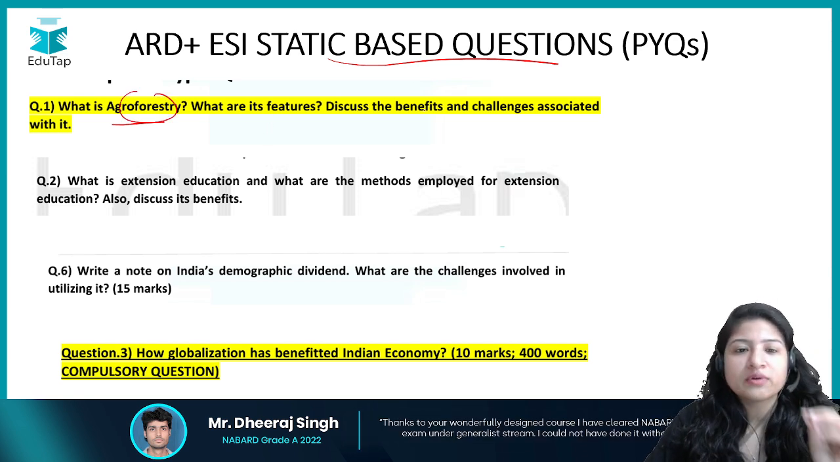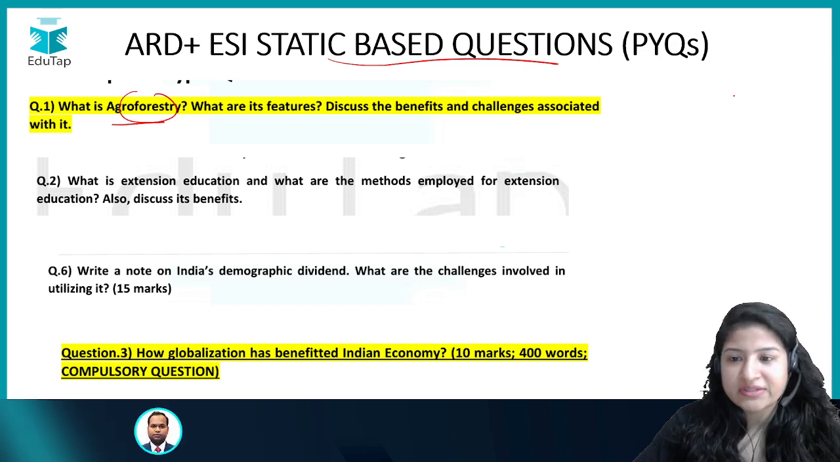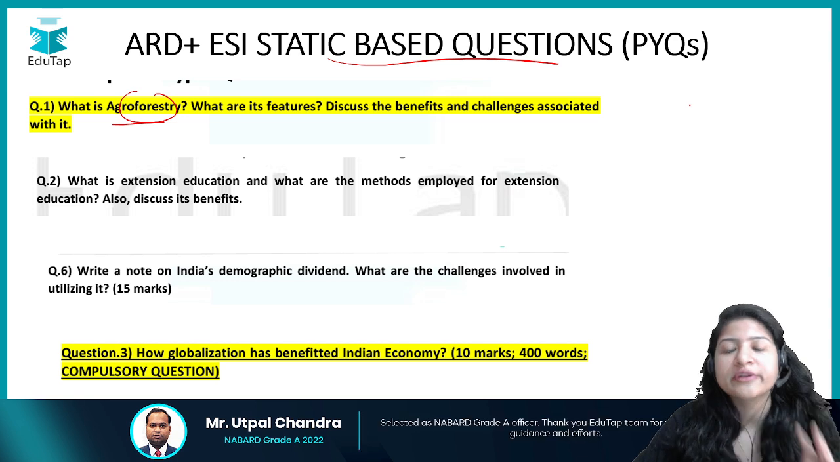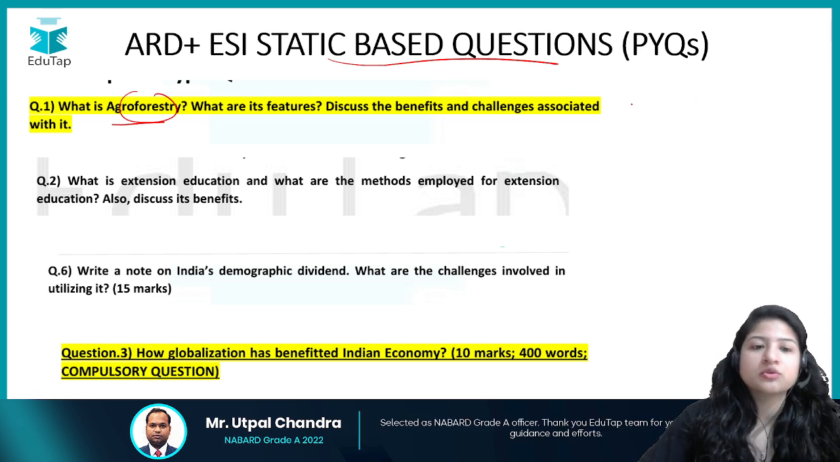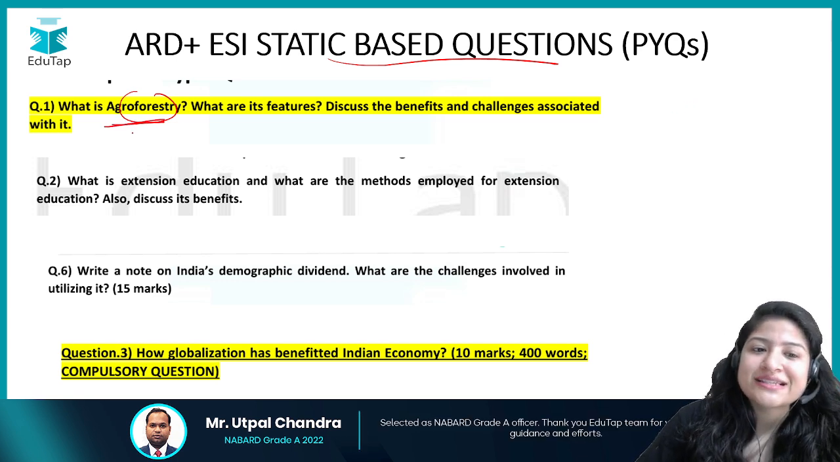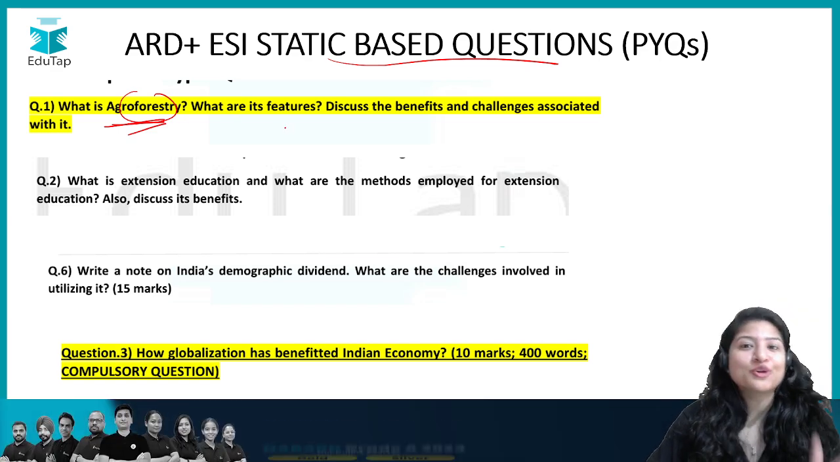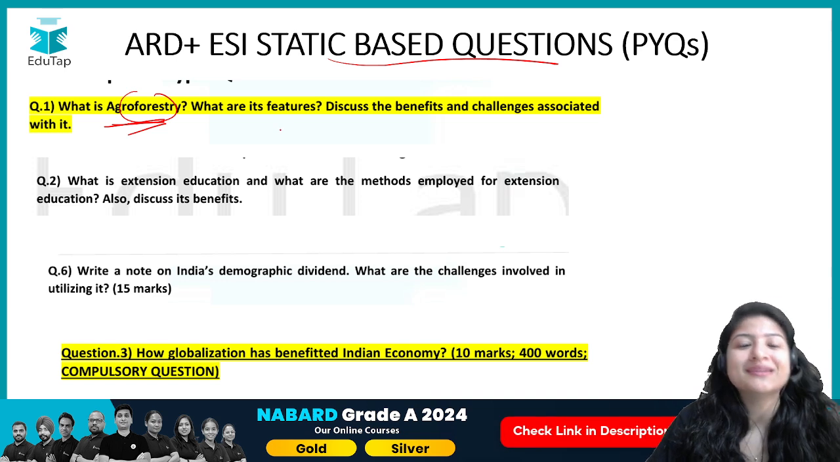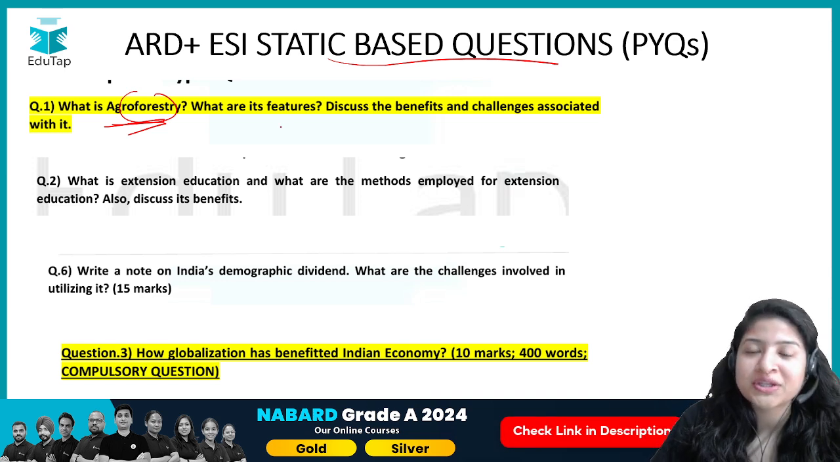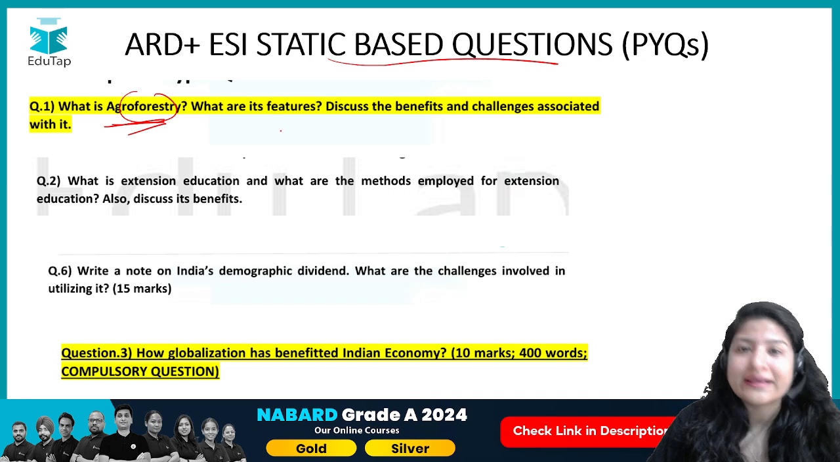Now if you look at some of the static ARD based previous year questions, and let me tell you, this is for the years 2023 and 2022. The first question says, what is agroforestry? A lot of you dread the agriculture section, but this is the most straightforward question I think that can be asked in any examination.